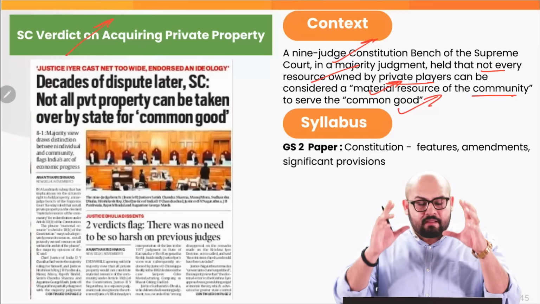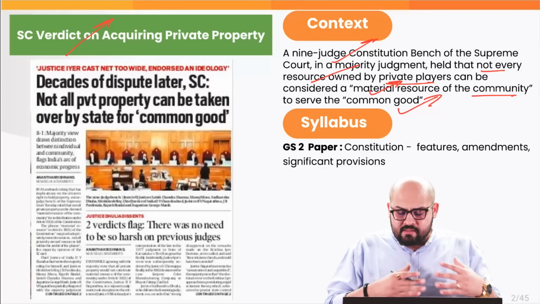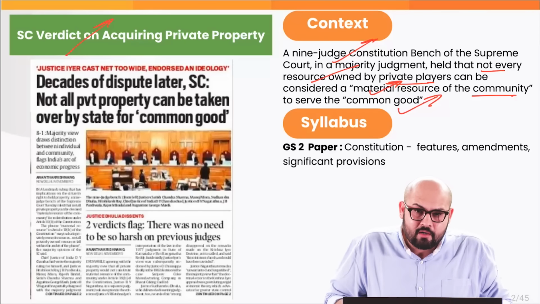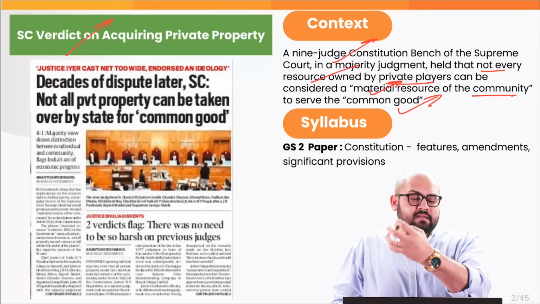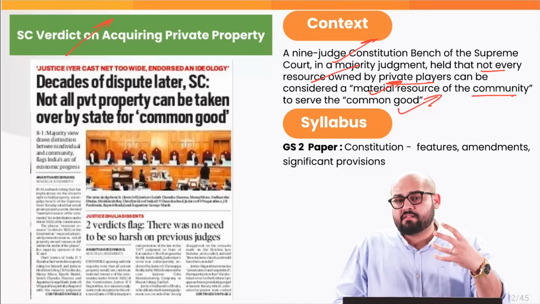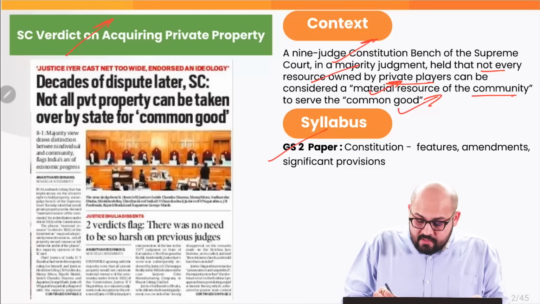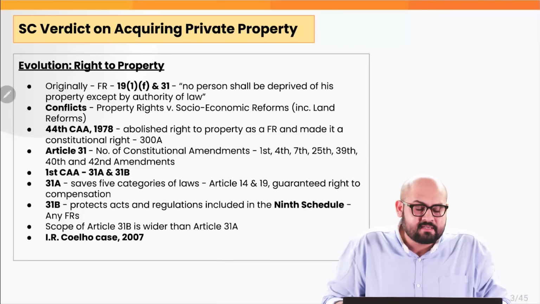See, the concept of right to property in India has been ever evolving, right? And today we'll discuss in detail what this construct of right to property is all about, what is the essence of Article 31A, 31B and 31C, and on what basis the Supreme Court has reached this conclusion. Now, this is a part of GS2 Constitution, features, amendments and significant provisions. Now, let's study this topic in complete detail.